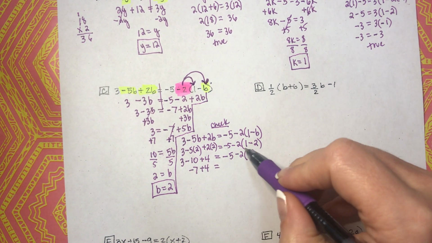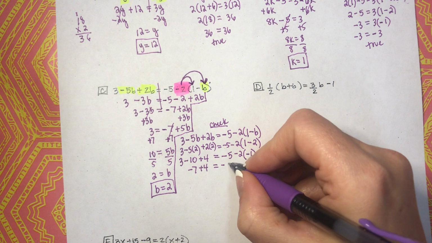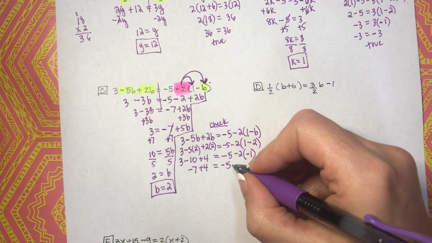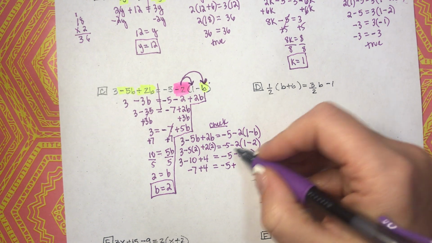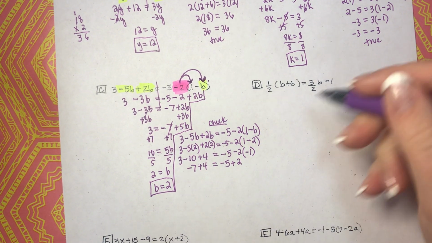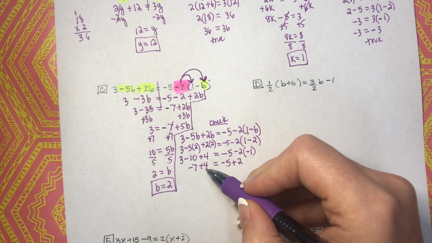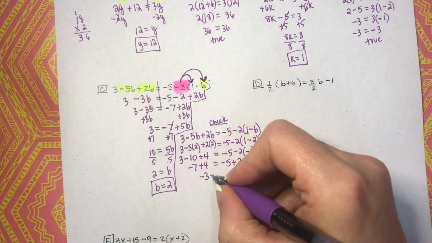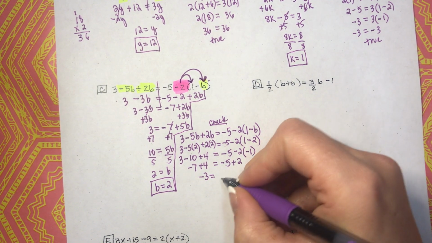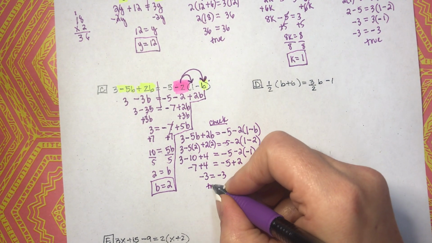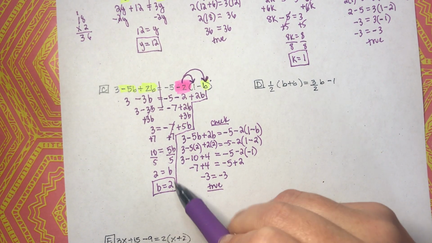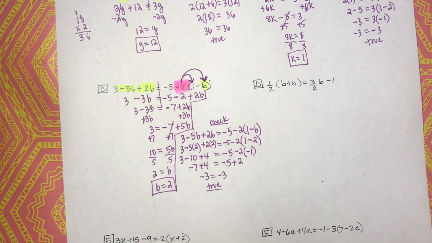And then I'm going to have to do this multiplication. So I'm going to rewrite the -5. -2 times a -1. A negative times a negative is a positive. 2 times 1 is 2. All right, back over here. -7 plus 4 ends up being -3, equaling -5 plus 2 ends up being -3. So that is a true statement, which means our solution b equals 2 is the solution to the original equation. Woohoo! All right, on to D.